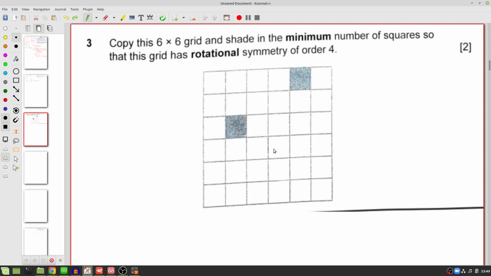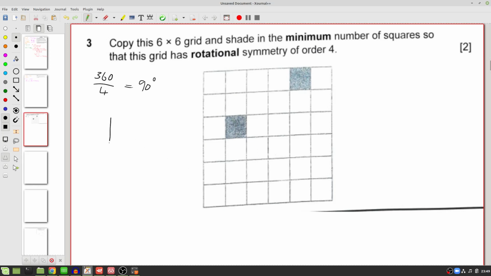So they say copy the 6x6 grid and shade the minimum number of squares so that this grid has a rotational symmetry of 4. So we have to shade some of these squares so that if we twist it around, it's symmetrical with a symmetry of 4. That means 4 times. So how do we know what that means? Well, a full rotation is 360 degrees. So if we divide that by the number of symmetries we want, we get 90 degrees. So every 90 degrees we rotate it must be symmetrical.